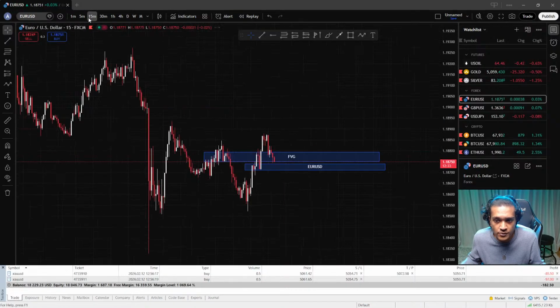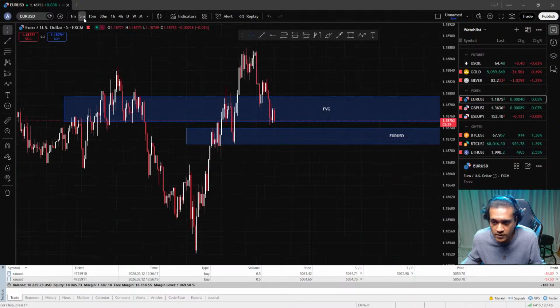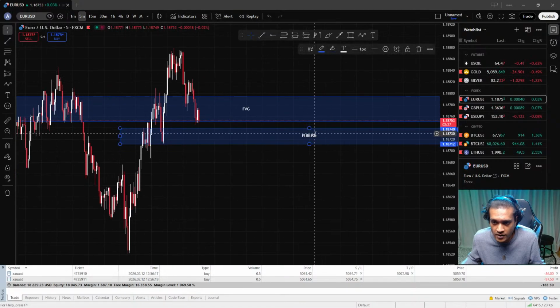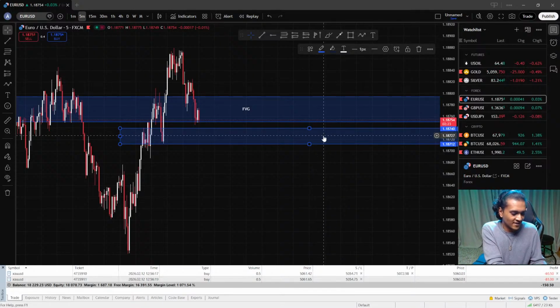Okay, so on Euro USD, right? If we were to look at Euro USD, price is coming back to our fair value gap. Bounces. It's not supposed to be here. Maybe.